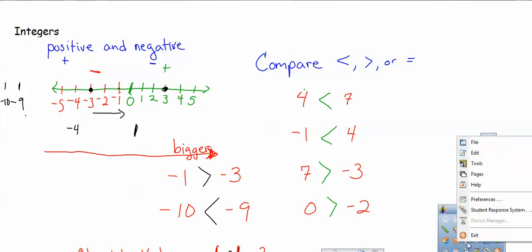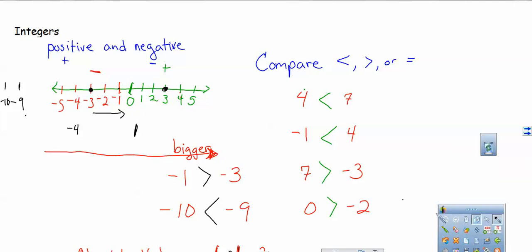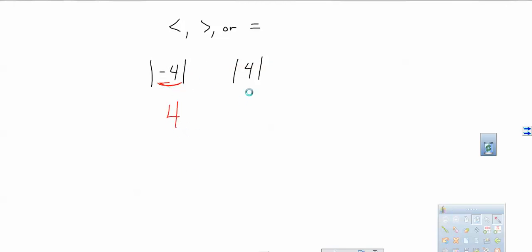Let me show you one more real quick. This one's kind of special: the absolute value of -4, and +4. And I want to know less than, greater than, or equal. What is the absolute value of -4? 4. The absolute value of +4? 4. So my answer to this one? Equal. Okay, let's try our practice problems.